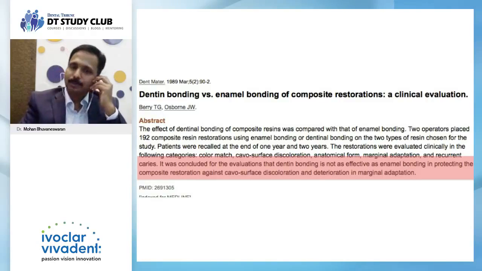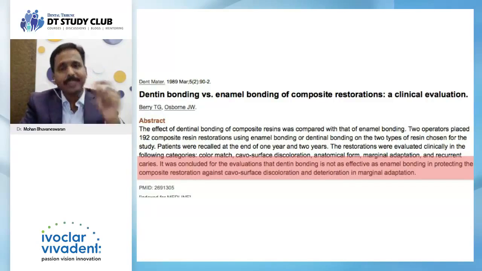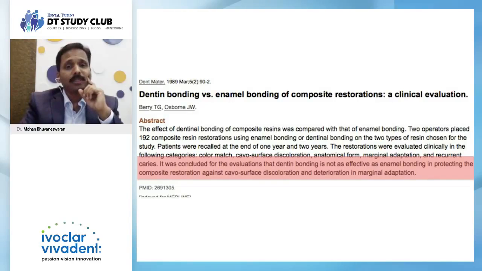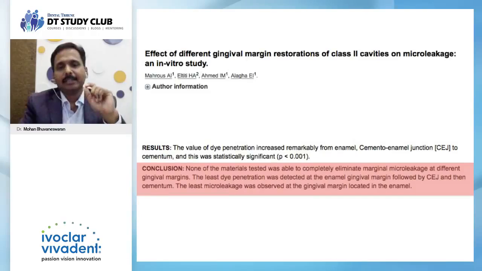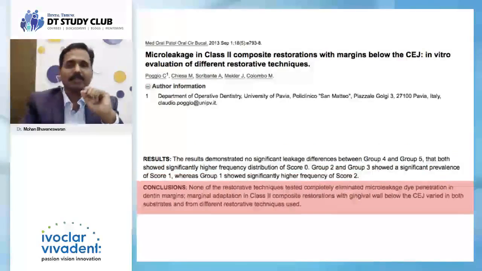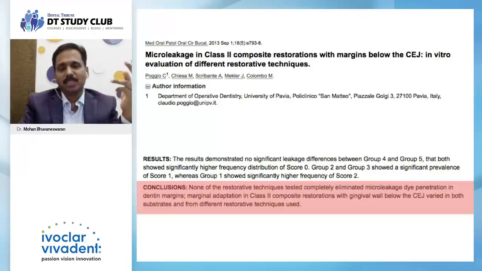In a simple thing, I'll tell you. When we come across a class 2 cavity that does not have enamel in the gingival seat, it's a point blank no to me. Do not do composite. There are studies. Look at that. It clearly states that there is deterioration of marginal adaptation when the cavosurface is dentine. Not one study, there are many studies which clearly tell that microleakage is much less if it's enamel. If it's dentine, it's high.